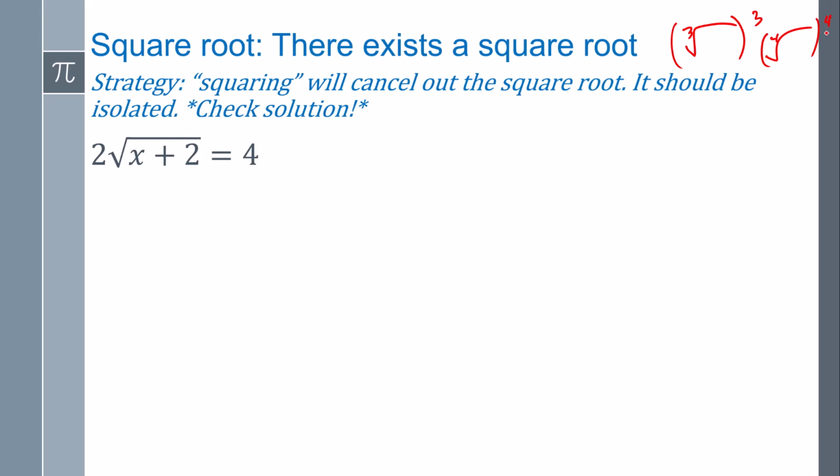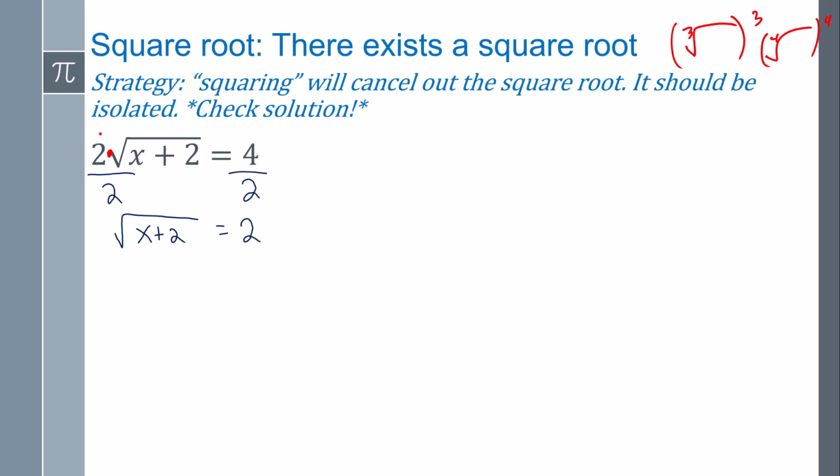Now the important piece here, though, is we need to isolate the root. Meaning, if there's anything around that root, you have to get rid of it first. So in this instance, this says 2 times the square root of x plus 2. So the opposite of multiplication, or the inverse of multiplication, would be dividing. So divide by 2. And now the square root is by itself.